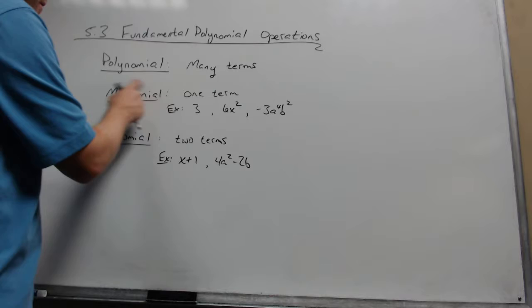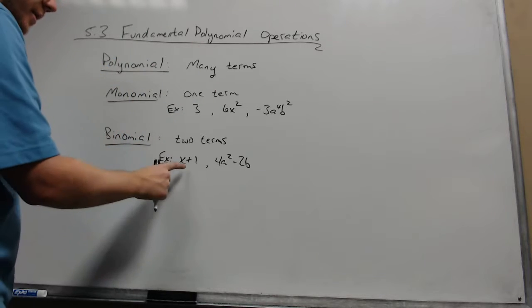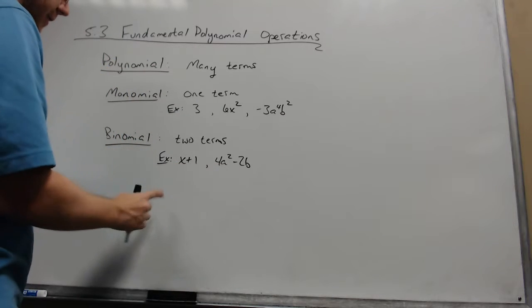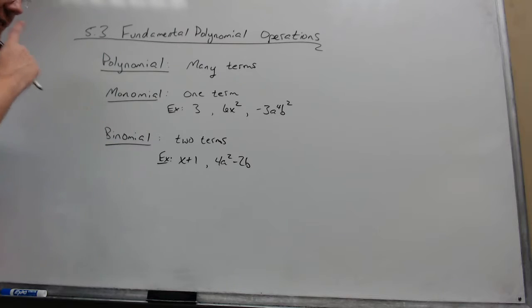So here's our idea behind polynomials. We're going to be looking at polynomials, binomials, trinomials, and try to operate on them. So in 5.3 specifically, we're going to look at 2 operations, addition and subtraction. In the rest of chapter 5, we'll look at multiplication and division. So a couple other quick definitions.